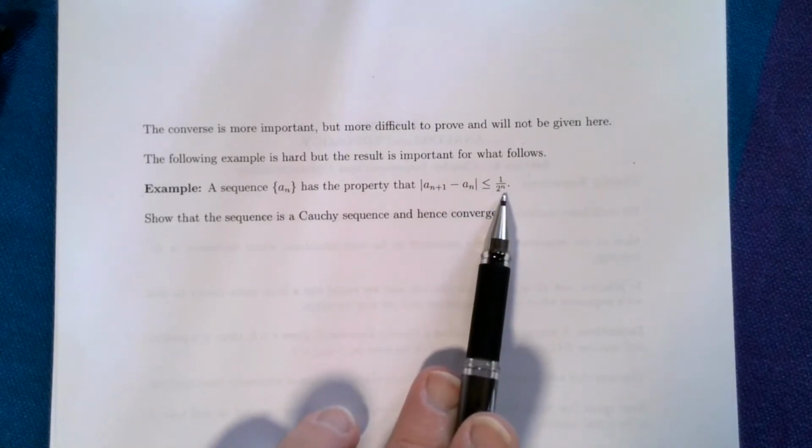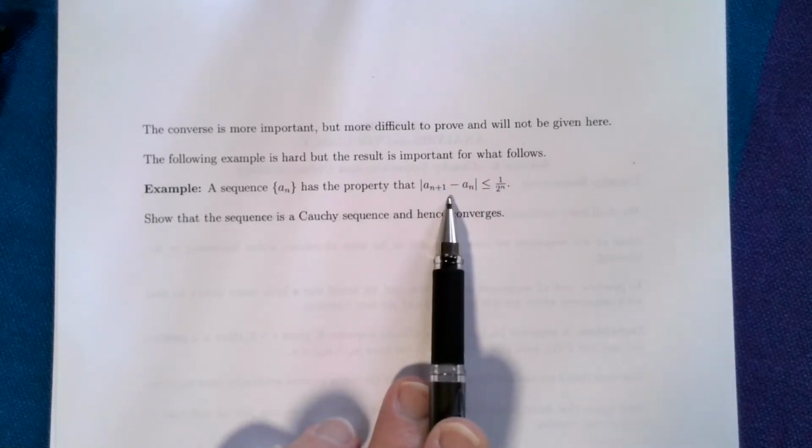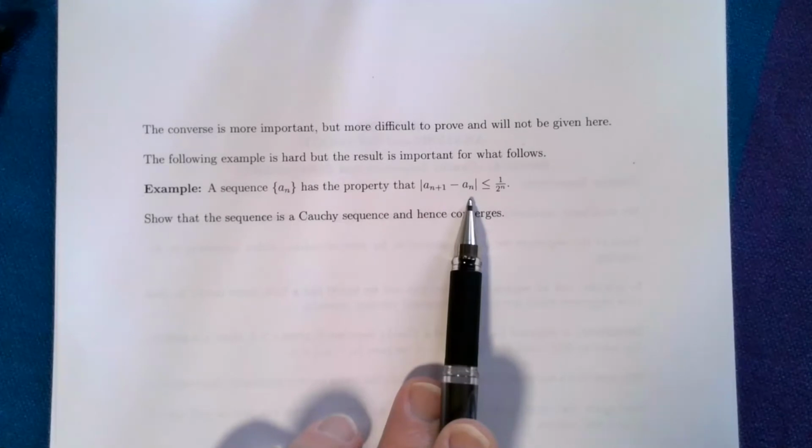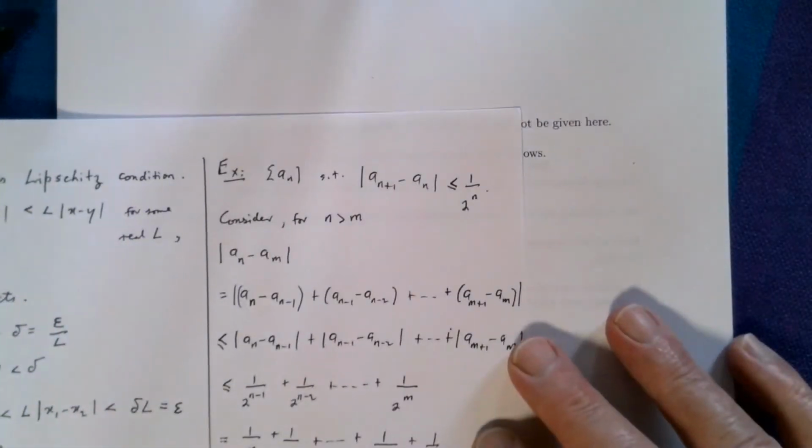You can see what this is saying. As n gets very big, this is becoming very small, so it's saying the difference between two successive terms is becoming small, and we're going to prove that anything that satisfies this one is a Cauchy sequence. Now here's the little solution to this example here.